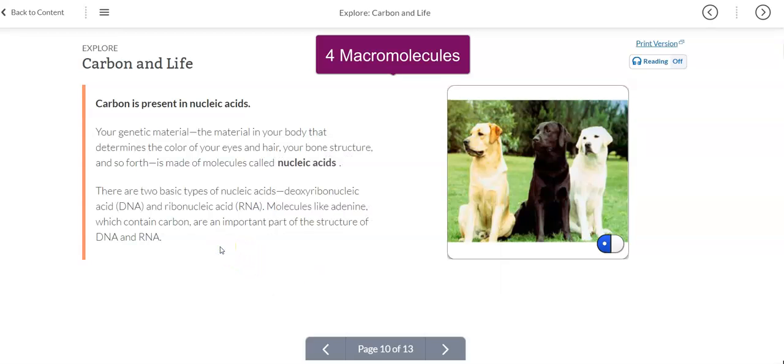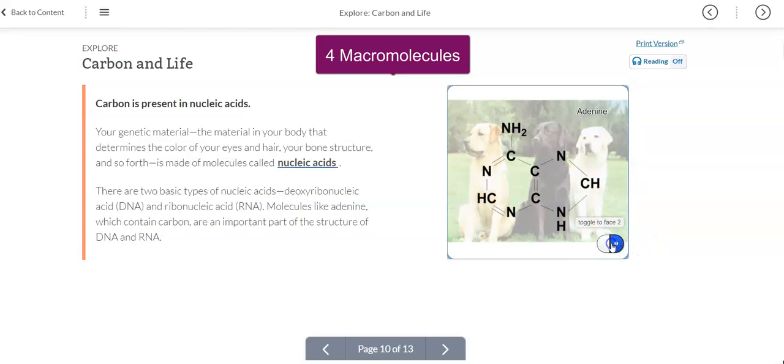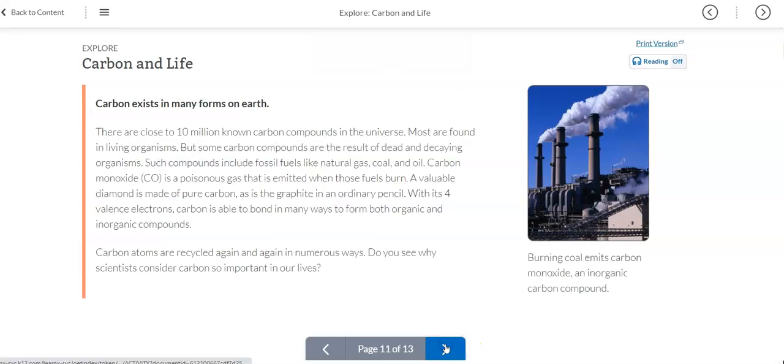There are 2 basic types of nucleic acids, and I think you may have heard of them: deoxyribonucleic acid, better known as DNA, and ribonucleic acid, better known as RNA. Molecules like adenine, which contain carbon, are an important part of the structure of DNA and RNA.